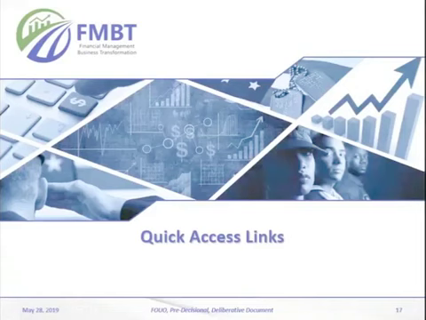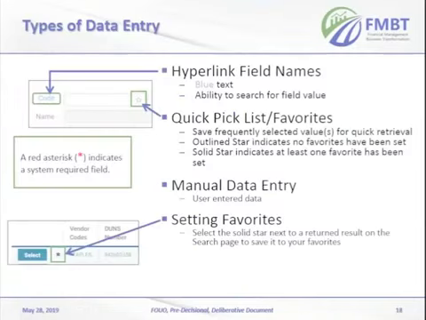All right, so the quick access links here. So the different types of data entry. You have your blue hyperlinks here, which is where you're able to search for field values. So anything that has a red asterisk, that indicates that it is a system required field.